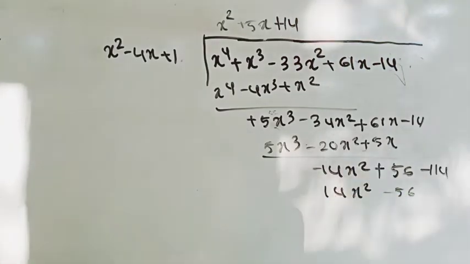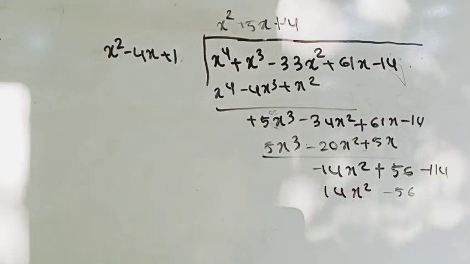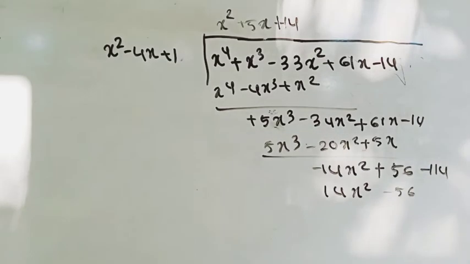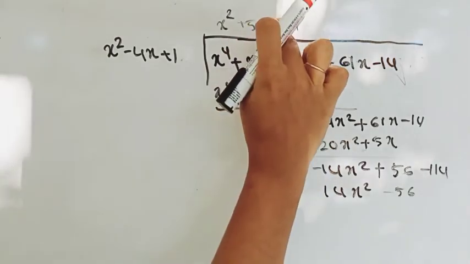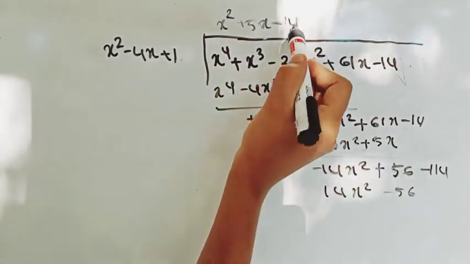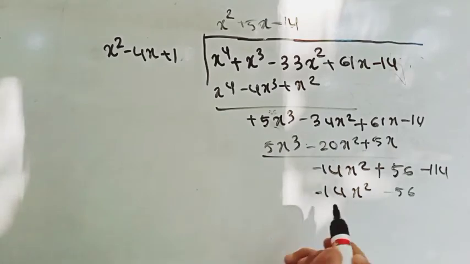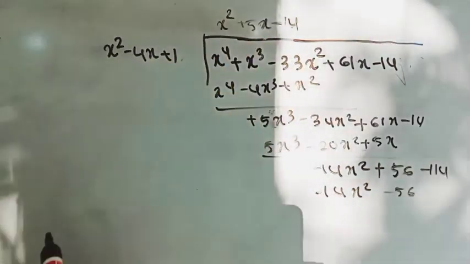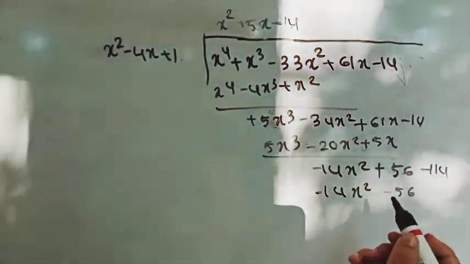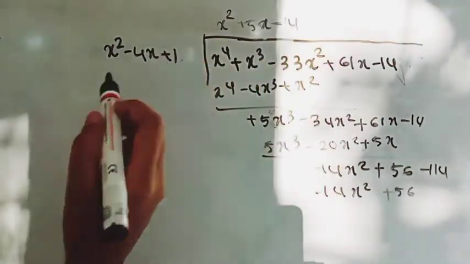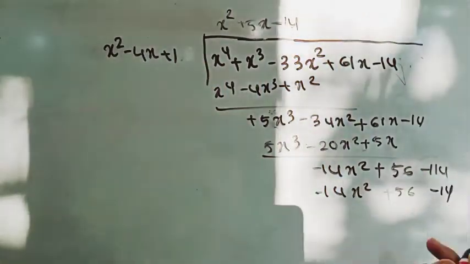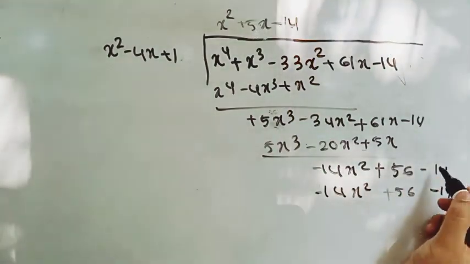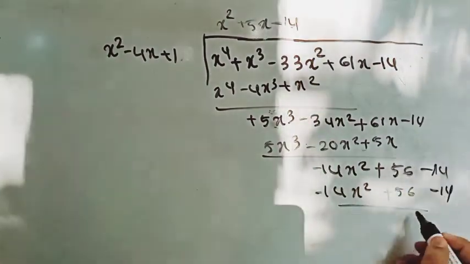Here somewhere there is a mistake. Okay, I have found the mistake: here it should be minus 14x square, but we put positive. So minus 14 into x square is minus 14x square. Minus 14 into minus 4 is plus 56, right? Then minus 14 into plus 1 is minus 14, am I right? So this will be 0.